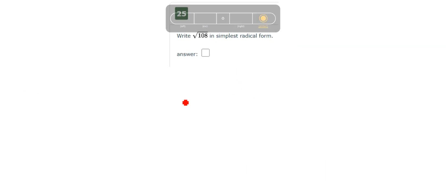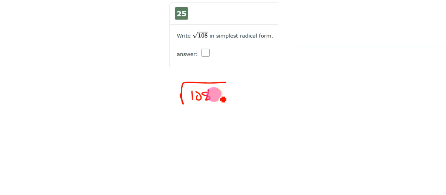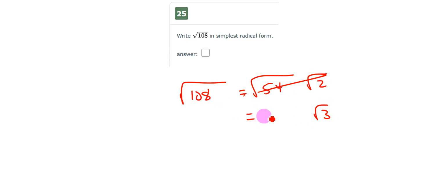All right, square root 108. So let's think about what divides into 108. Divided by 2. What's 108 divided by 2? Would be 54 and 2. That's not a perfect square. I don't want to do that. So let's try dividing it by 3. What do we have? 36.